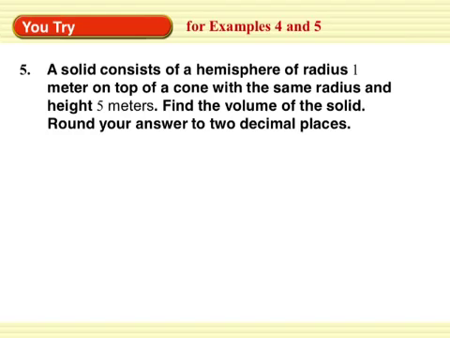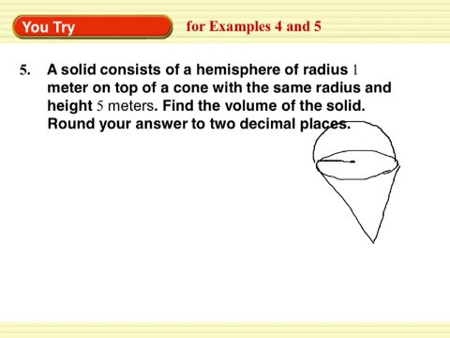A solid consists of a hemisphere of radius 1 meter on top of a cone with the same radius and height of 5 meters. Find the volume of the solid. I'll draw you a picture. I'm picturing a chocolate ice cream cone because chocolate's a really good flavor. Round your answer to 2 decimal places.